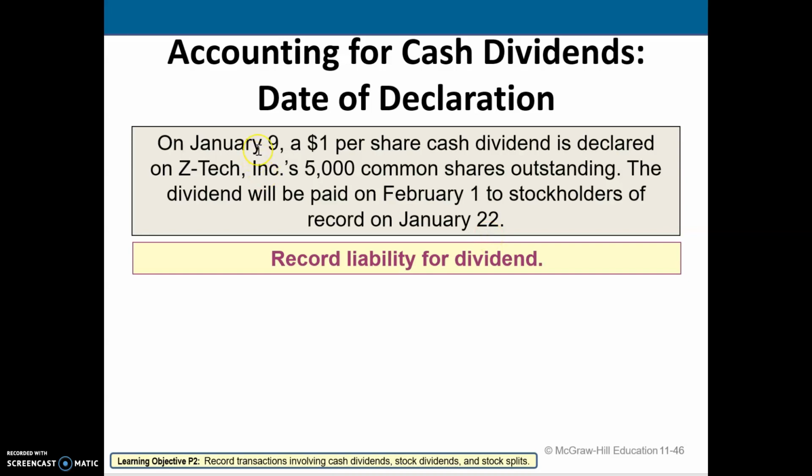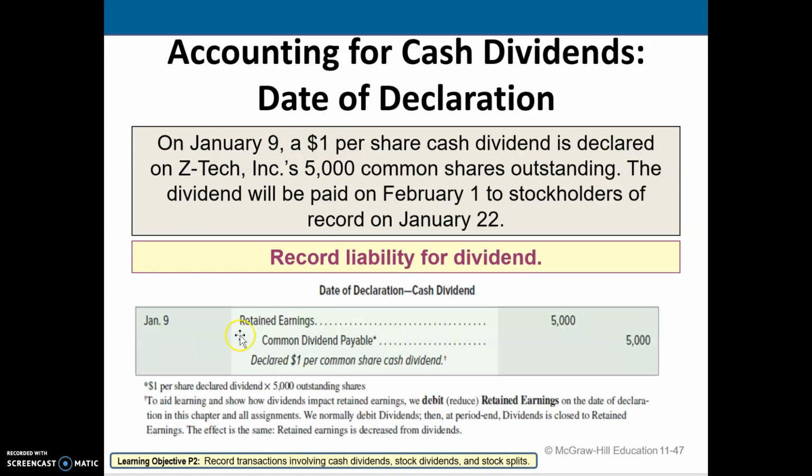Okay. But as of January 9th, since the board has declared it, we've got a legal obligation to pay it. So we've got a liability, $1 per share times the 5,000 common shares. So we're going to debit retained earnings because we know dividends reduce retained earnings by the 5,000. And we set up a liability, common dividend payable, for 5,000. Okay, so that's January 9th.